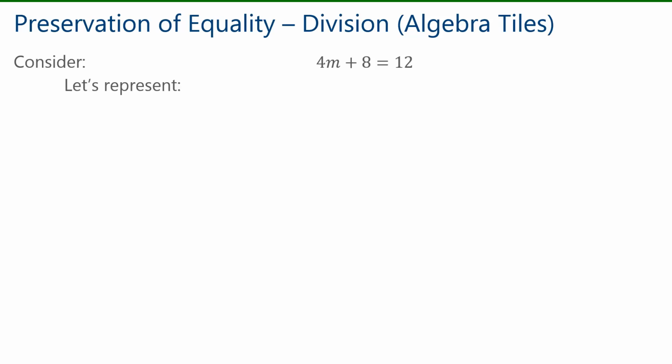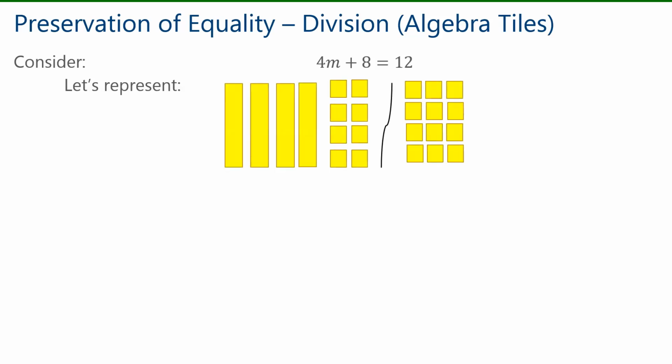If we're using algebra tiles, we're going to represent first. So on the left-hand side, I have 4 variables and 8 units. And on the right-hand side, 12 units. In this example, we have a couple of possibilities with the numbers 4, 8, and 12. We can divide both sides by 2. Everything here we can cut in half nicely. Dividing by 3 or taking a third of everything would be problematic. 4 is a possibility because 4, 8, and 12, each of those numbers are divisible by 4.